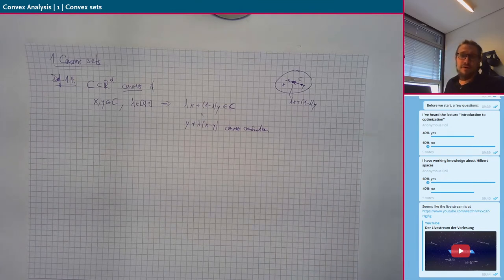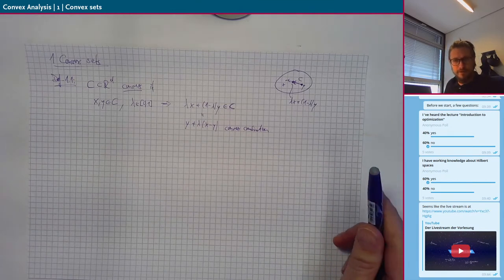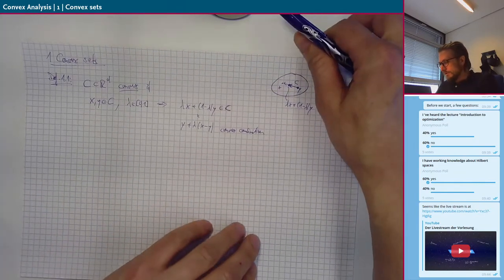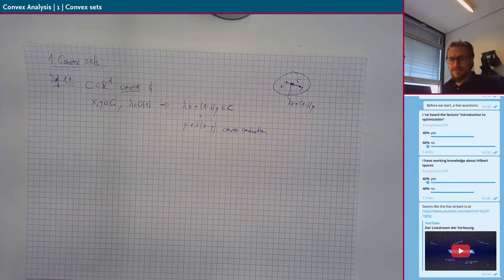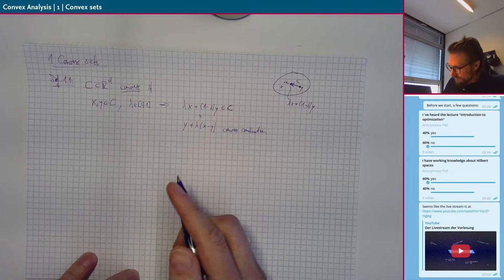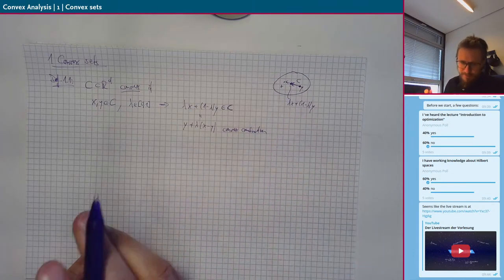So for example, the space of all real functions on a set would also work. Then one could think about the set of all positive functions, assuming only positive values. This would be a convex set, for example. Okay, but anyway, examples of convex sets will come.